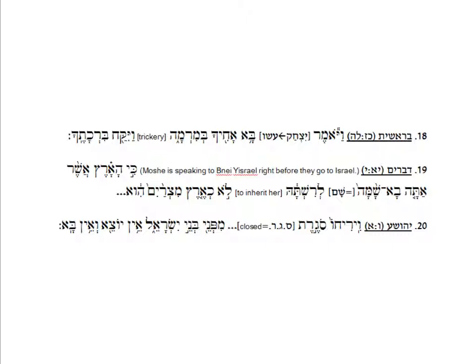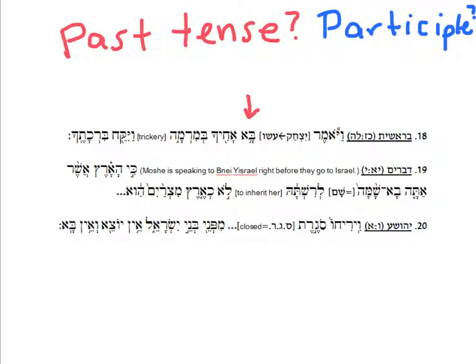So my question is this word ba: tense or participle? Let's look at the clues that we mentioned before. Do I have an ani ba or anochi ba? Do I have an ata ba? No, I don't. Right? Do I have an ein ba? No. Do I have a hu ba? No.